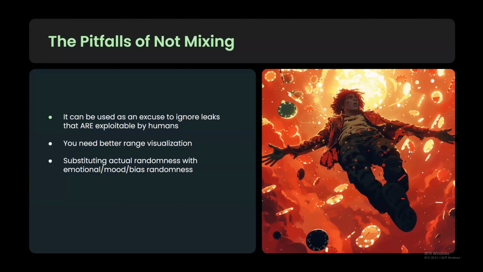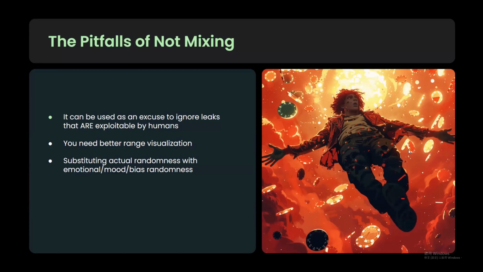Another thing about not mixing is that you need to actually be better at range visualization. As you get better as a player, you start being able to visualize your range and your opponent's range more clearly, right? And this allows you to not have to mix as much, because you can allocate hands one by one. Okay, I'm going to bet when I have this hand and not when I have this other hand, right? This overview of your range allows you to pick hands rather than just randomly play.